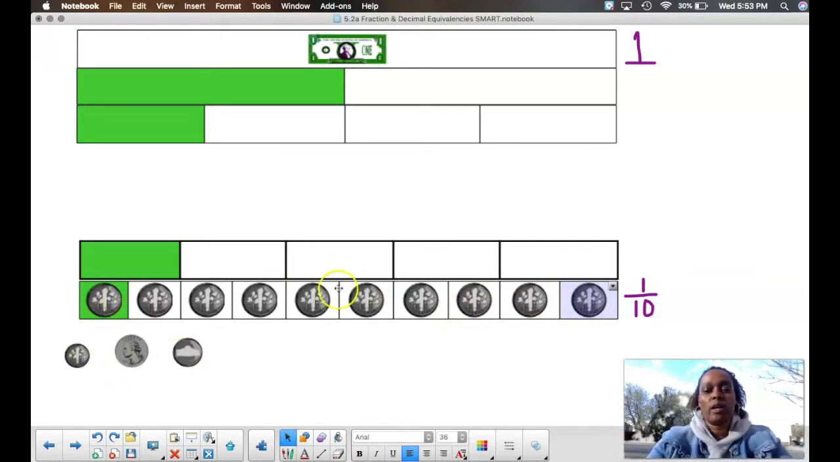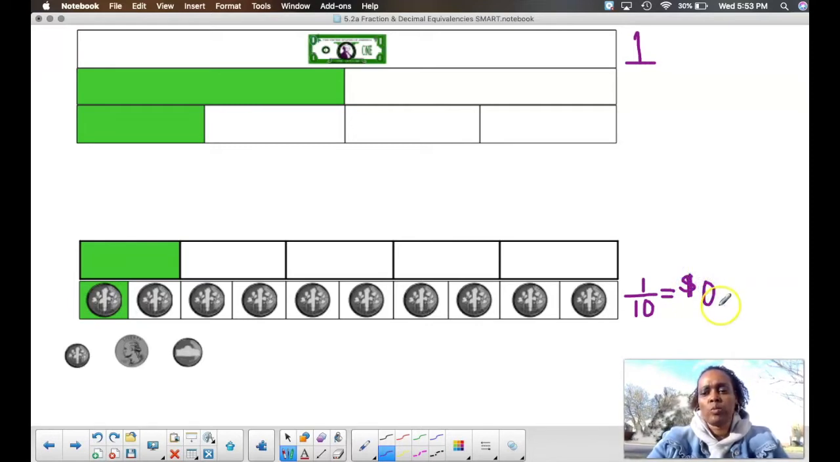Okay, so that's going to help us to determine how can we write 1/10 as a decimal? Because we know that money is represented as a decimal. So this dime is worth how much money? 10 cents, right? So 1/10 is equal to 10 cents. Not one whole dollar, because we don't have one whole dollar in that one green shaded section. We've got 10 cents in there.